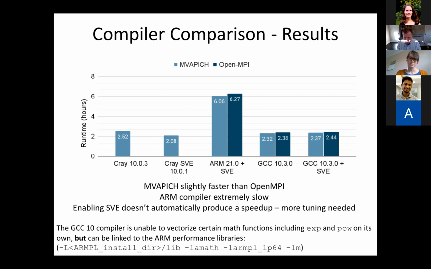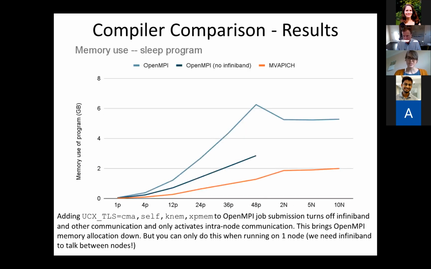Another interesting thing we found is that Mvapich was slightly faster than OpenMPI, and Gerard had this great idea of, well, maybe they're using different amounts of memory. So we ran this really quick memory use program. We just initialized MPI and had the program sleep for a while, and we looked at how much memory it was using. So we found that OpenMPI, at least in Fortran, compiled with GCC, uses more memory than Mvapich does.